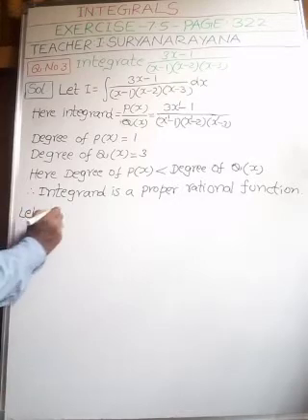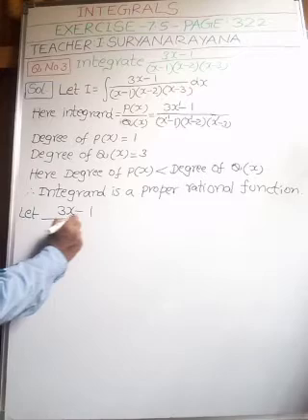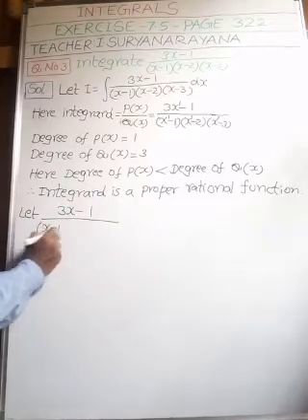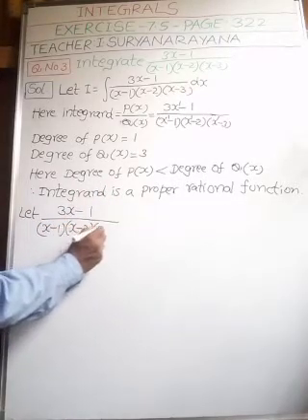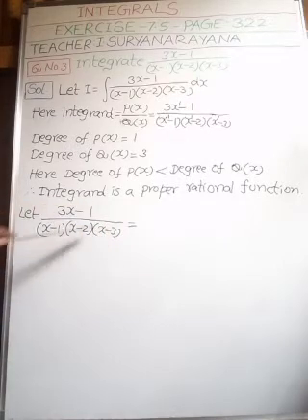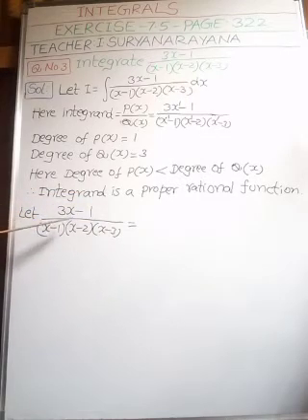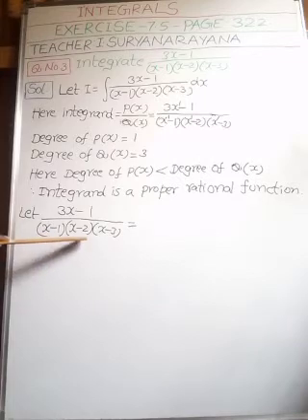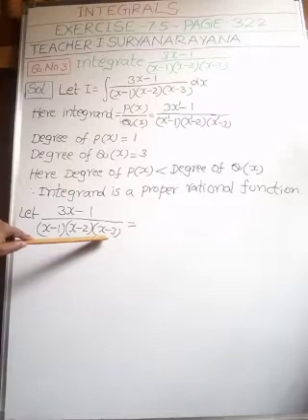Let (3x minus 1) by (x minus 1) into (x minus 2) into (x minus 3). Now we have to write the partial fractions of this rational function. Okay, my children. Now come to the denominator. We have to observe the denominator. In the denominator, this is a non-repeated linear factor. This is also a non-repeated linear factor. This is also a non-repeated linear factor.